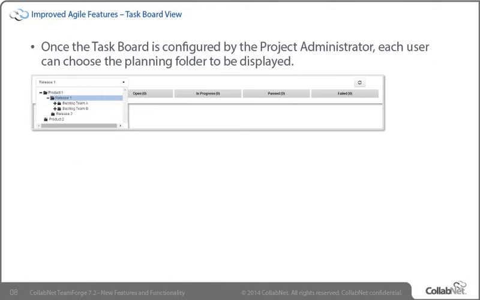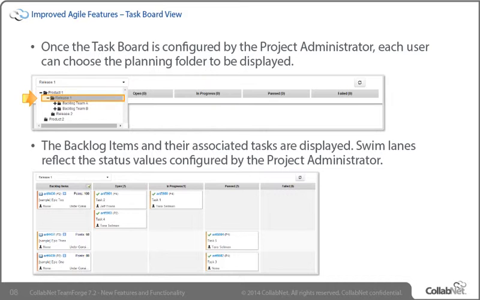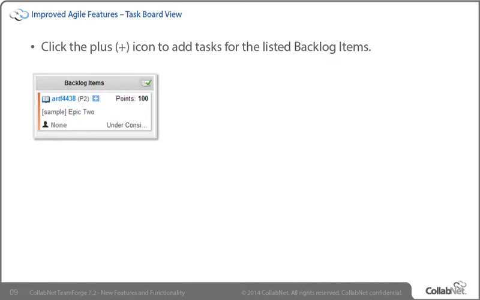Once the task board has been configured by the project administrator, each project member can select the planning folder to view. The task board is then populated with the backlog items and tasks aligned by status in the status swim lanes chosen during task board configuration. Note that the status swim lanes are displayed in the order in which the status values were selected during the configuration process.